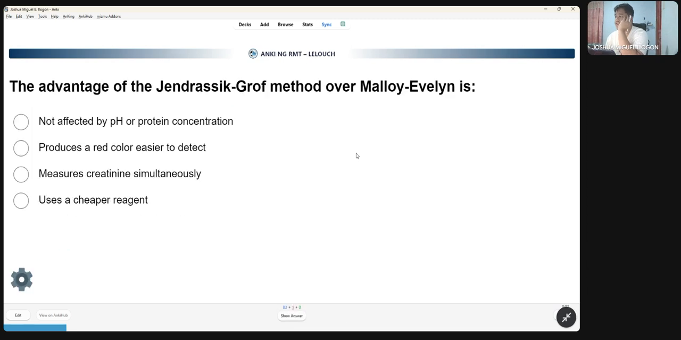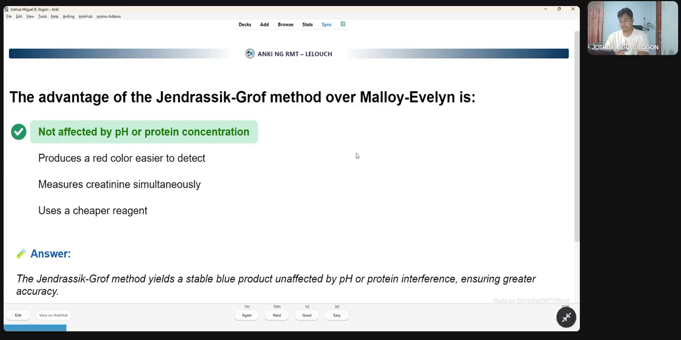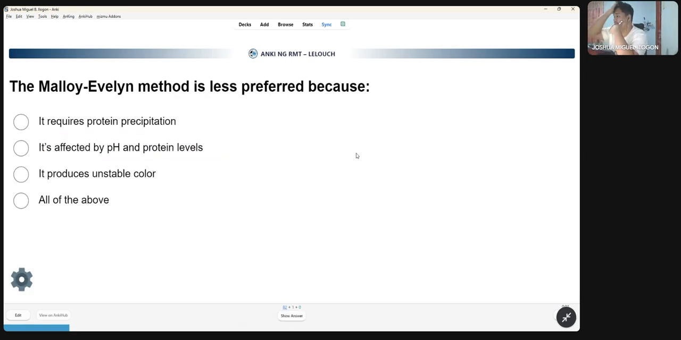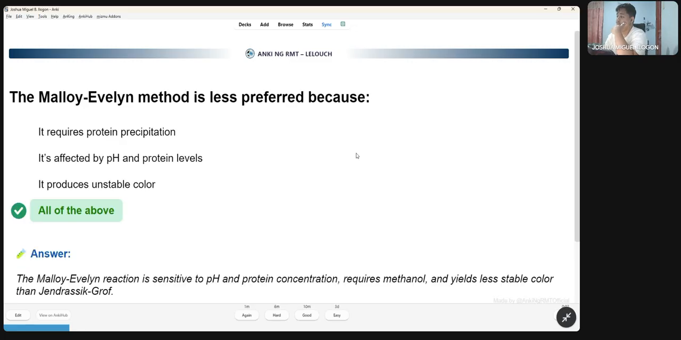The advantage of the Jendrassik-Grof method is that it is not affected by pH or protein concentration. Your bilirubin, right? Yeah, it's bilirubin. It's not affected by pH or protein, minimal turbidity, stable color. Tubular secretion mainly functions to remove additional wastes. Yeah, secretion.